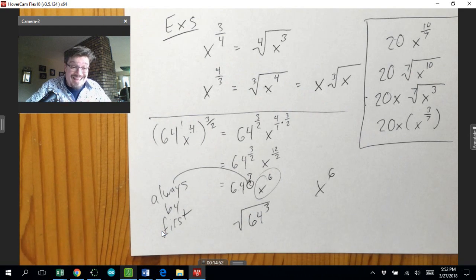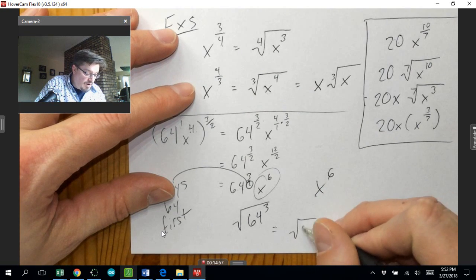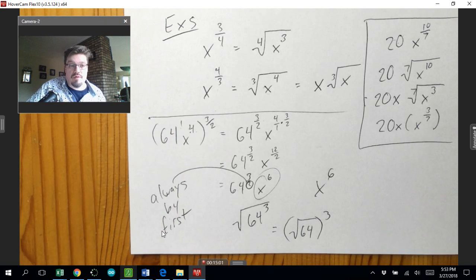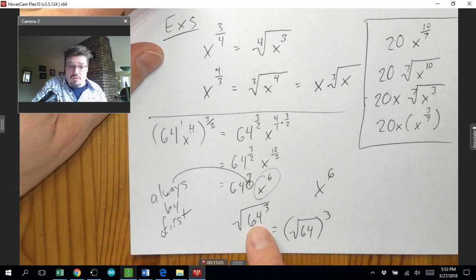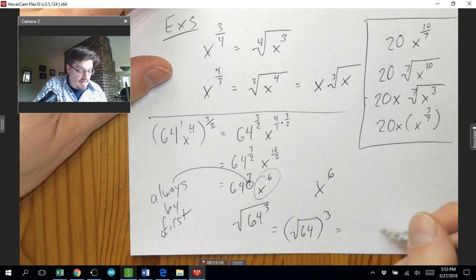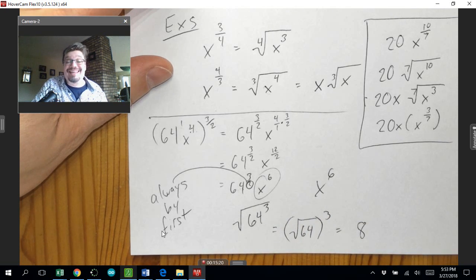So instead, look at it like this. Take the square root of 64, then raise him to the third power. These two are identical. All right? So grab the factors outside of 64, take that square root, then raise it to the third power. It's much easier to deal with. So the square root of 64 is 8, raised to the third power.